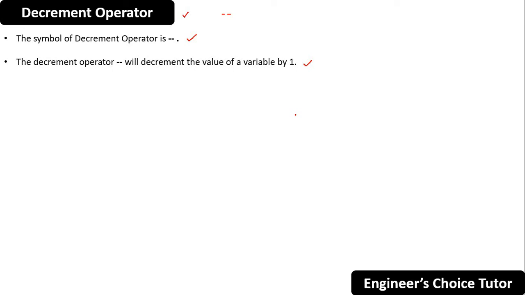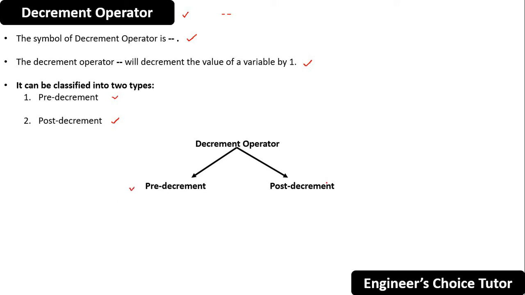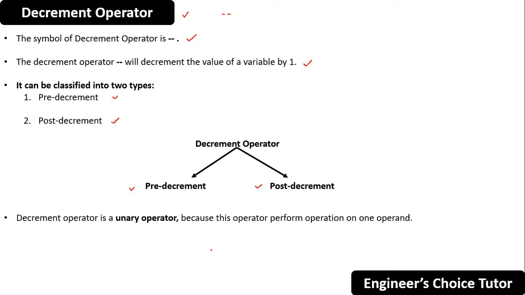It can be classified into two types. And what are the two types? Pre-decrement and post-decrement. Decrement operators are also unary operators because this operator performs an operation on one operand. The number of operands involved in this operation is 1. That is the reason the decrement operator is a unary operator.